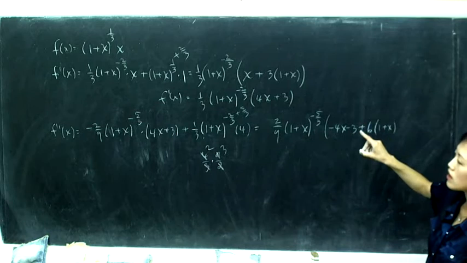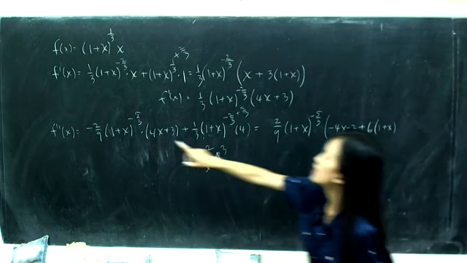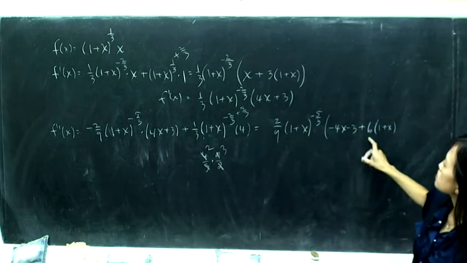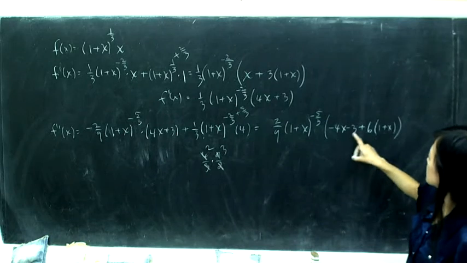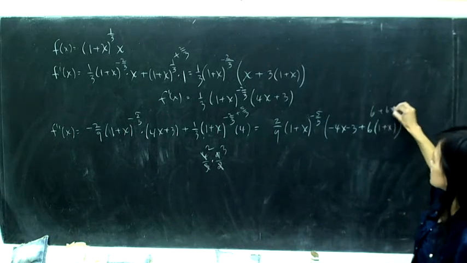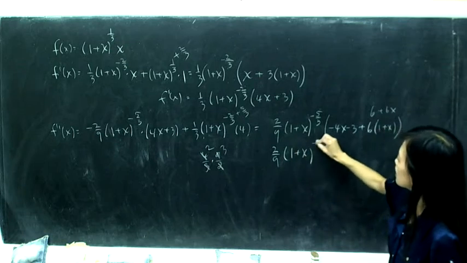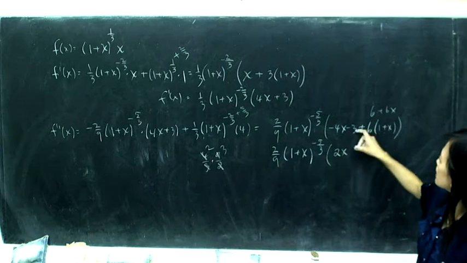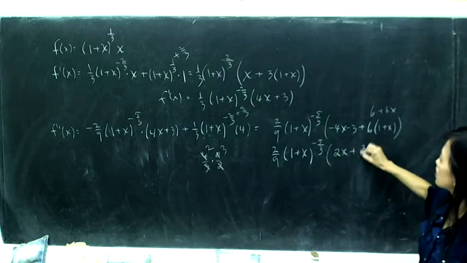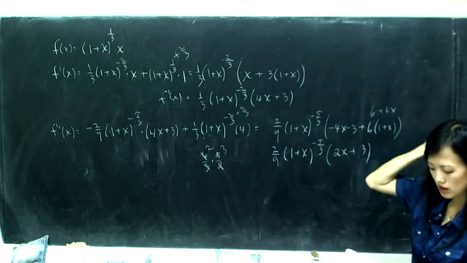Did I take a negative out? I did not. Hold on a sec. It's okay. That first one stayed negative. The second one's positive. Okay, like this. All right, and then simplify. So I end up with 6 plus 6x. Okay, so it's 2/9 times 1 plus x to the negative 5/3. Add those, which is 2x. Add those, 3. Yeah, that's right.